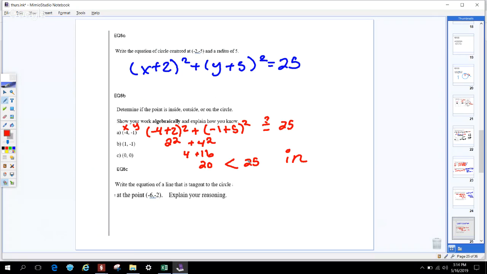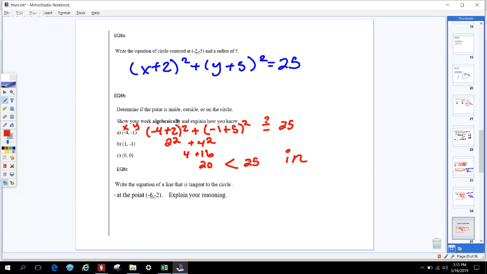You either find the equation of a circle if you need to, then you're going to plug in the points, solve it, and if it's the same value, then it's going to be on. If it's bigger, it's going to be outside. If it's smaller, then it's going to be inside.